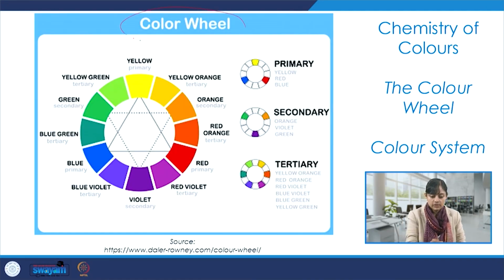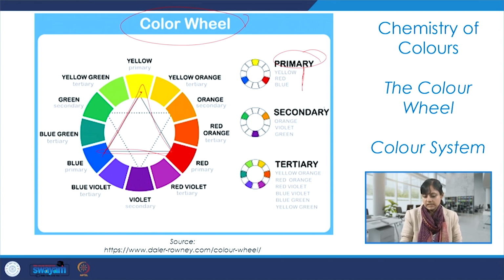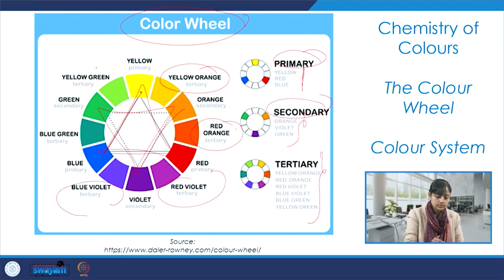So if we look at the color wheel over here, we see the primary colors, which are the yellow, red, and blue. Then we see some secondary colors, orange, violet, and green, the one in the dotted. And then there are tertiary colors, which are formed by combination. So yellow orange over here is tertiary, red orange, red violet, and so on. So this is the color wheel, and this helps us understand the primary, secondary, and tertiary colors.